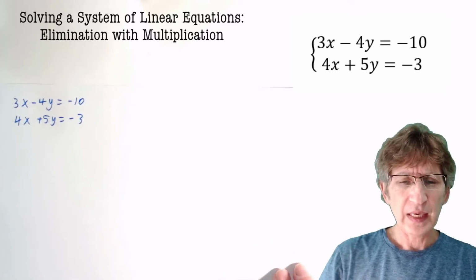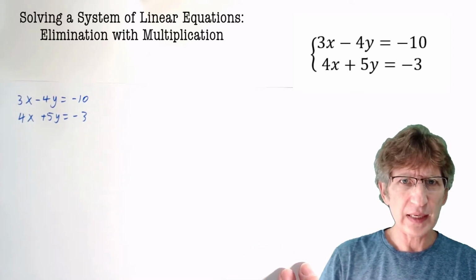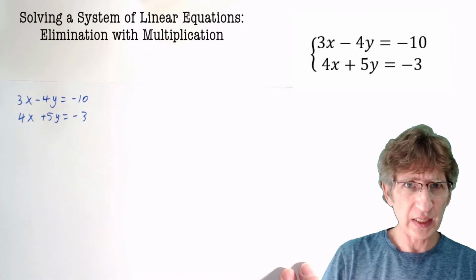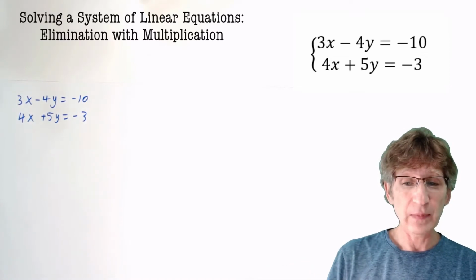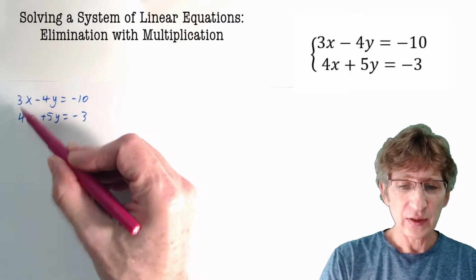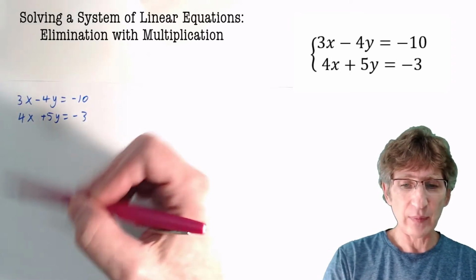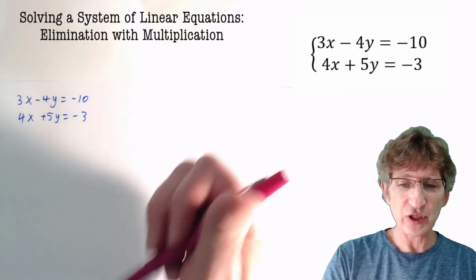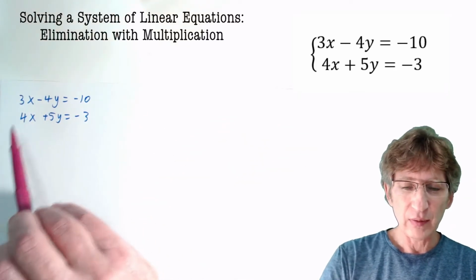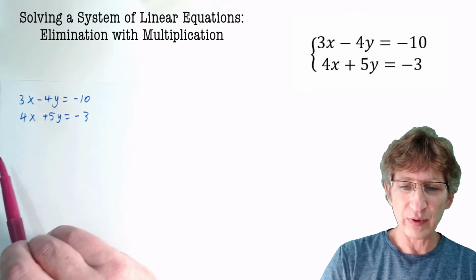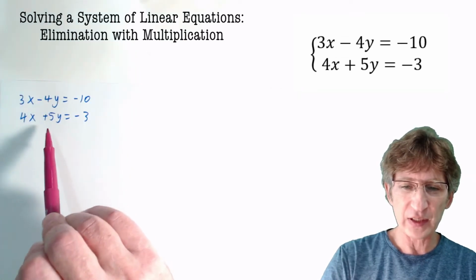Here we've got 3x minus 4y equals negative 10. 4x plus 5y equals negative 3. Fascinating. I don't have coefficients of x that match up. I don't have coefficients of y that match up. And I don't have some easy way to multiply 3 so it'll match up with 4, or multiply 4 so it'll match up with 5.